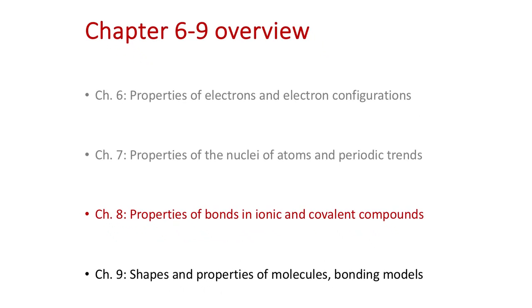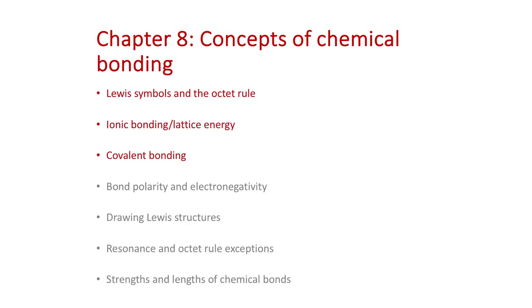So chapters 8 and 9, I think, we've mentioned this a few times, are a unit of going from electron properties to nuclear properties, now into bond properties in chapter 8, and then into molecular shapes in chapter 9. So in this chapter, we're going to get into concepts like Lewis symbols, talk a little bit about the octet rule, talk about ionic bonding and lattice energies to describe strengths of ionic bonds.